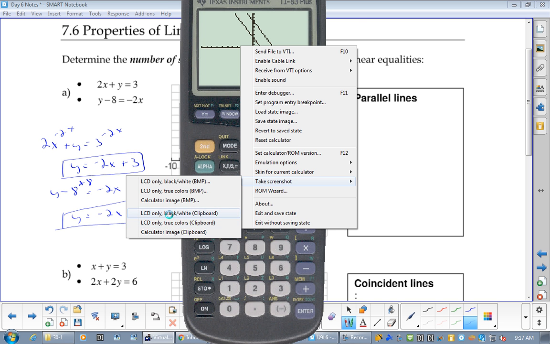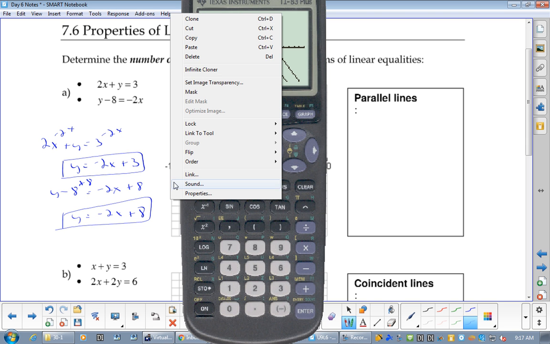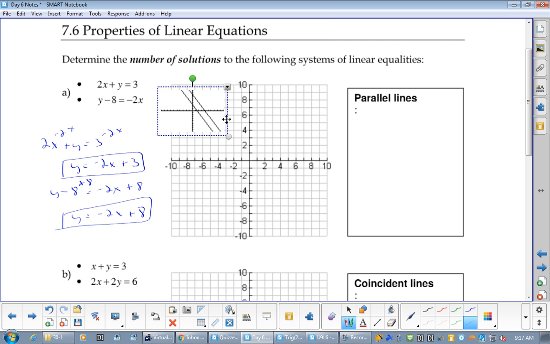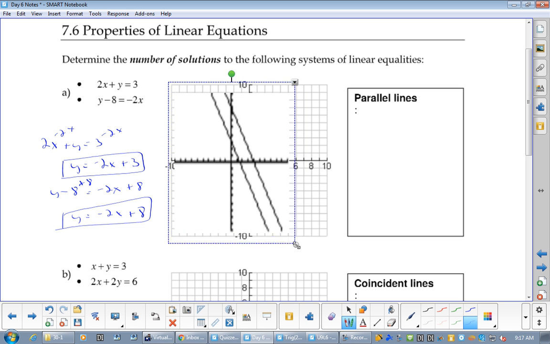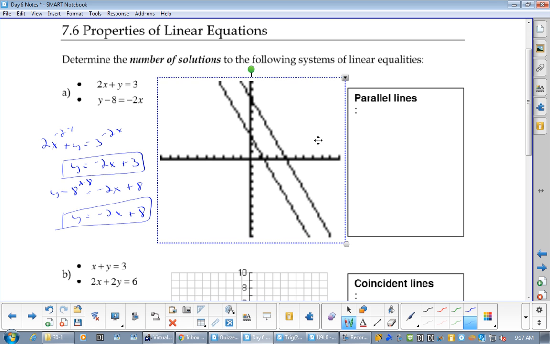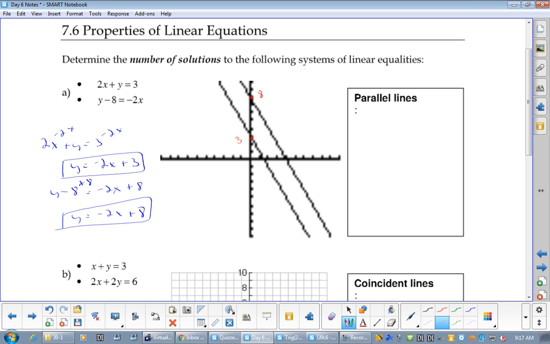Now, I'm going to take a screenshot here. Okay, calculator go away. So this is what I'm getting. Now, by looking at this, what do you think the y-intercepts are? 3 and 8. How would you find the next point? Down 2, right 1. So you'd go down 2, right 1.